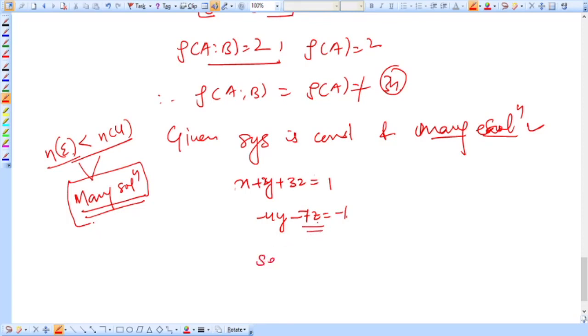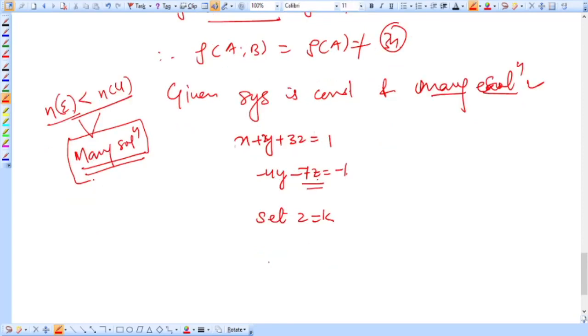So now if we want to get the solution of this, we will have to set z is equal to k, right? If you set z is equal to k, what would be, minus 4y is equal to minus 1 plus 7k, right? So y is equal to 7k minus 1 divided by minus 4, which is equal to 1 minus 7k divided by 4, right?